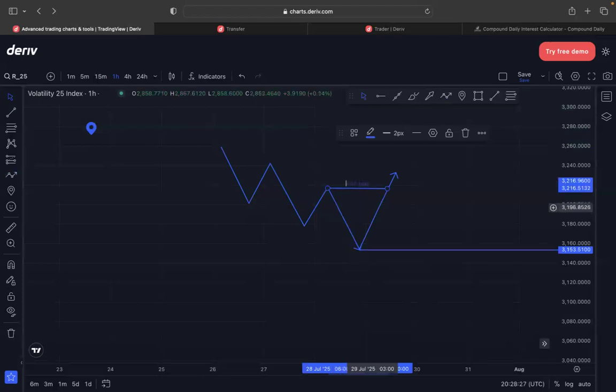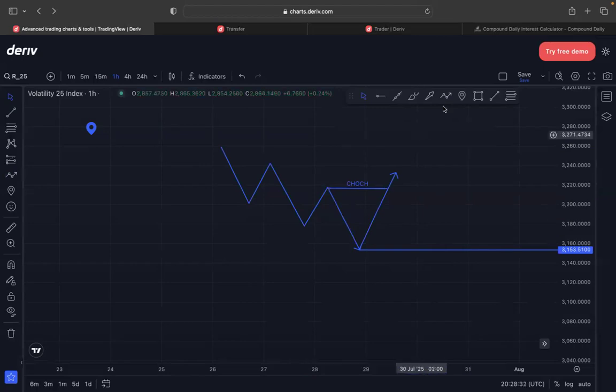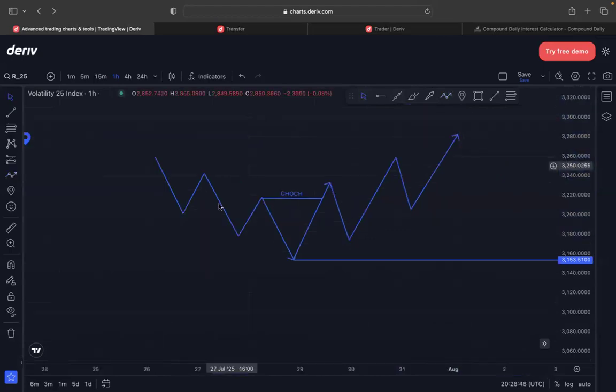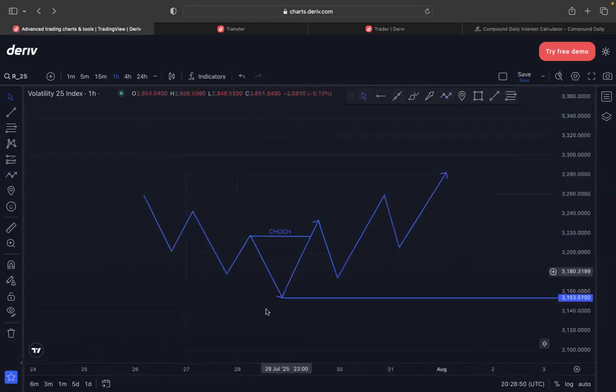is our change of character. Once we have a change of character, in an uptrend we're expecting to see higher highs. We'll be expecting to see a higher low and a continuation: higher high, higher low, higher high. So this is how the market has changed from a downtrend to an uptrend.